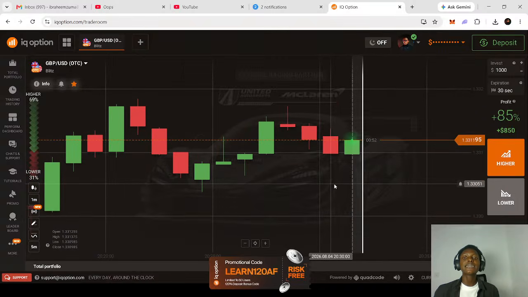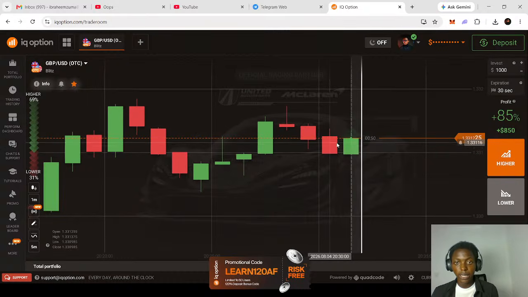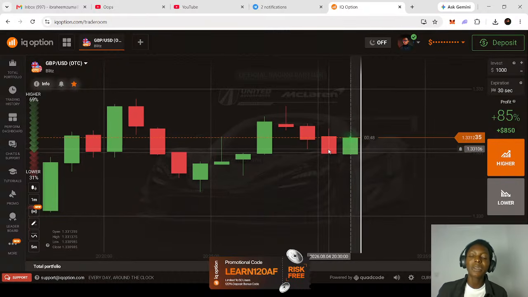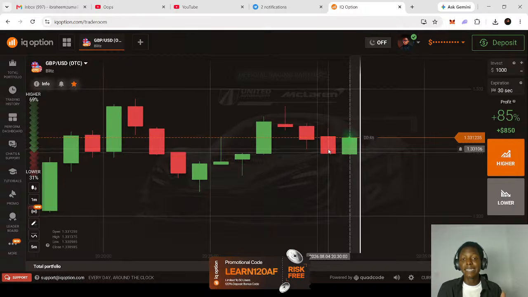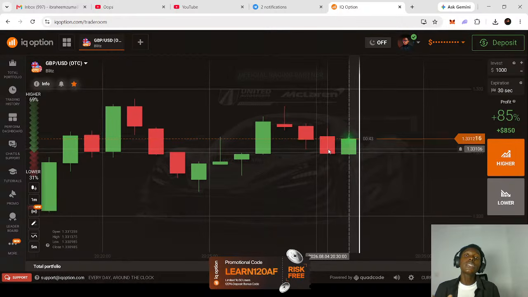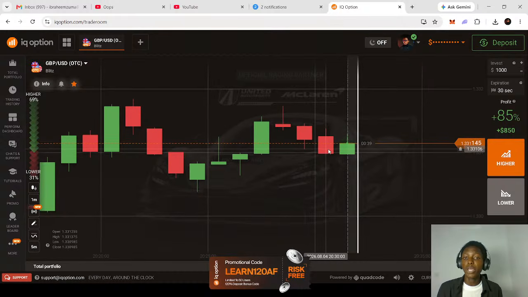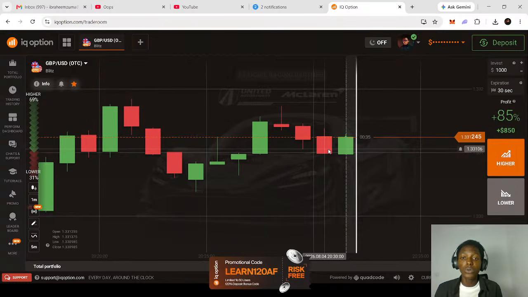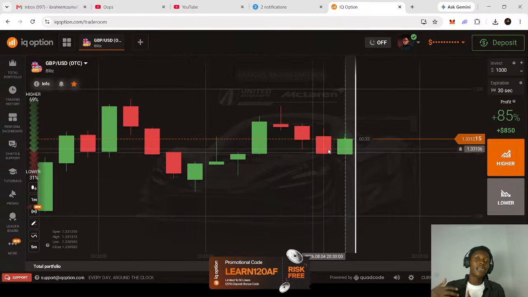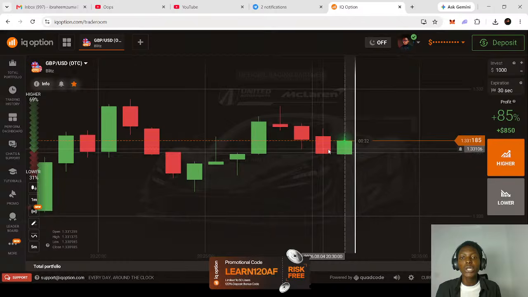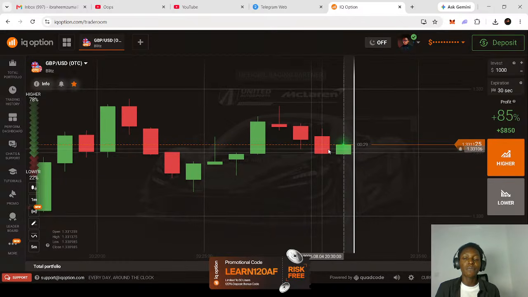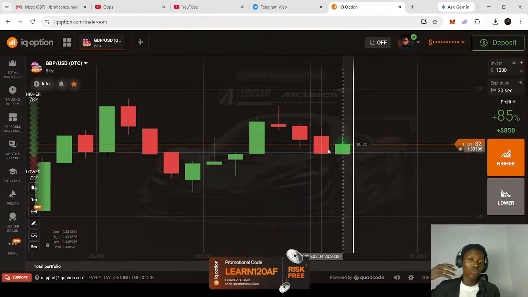So as you can see, we have a red candle and a green candle. What this red candle represents is sellers. As you know, the market is about sellers and buyers, or it is sort of a war between the buyers and the sellers. If the market is going down, it means that the sellers are winning that war. And if the market is going up, it means that the buyers are winning the war.